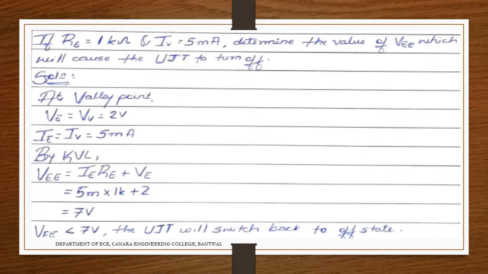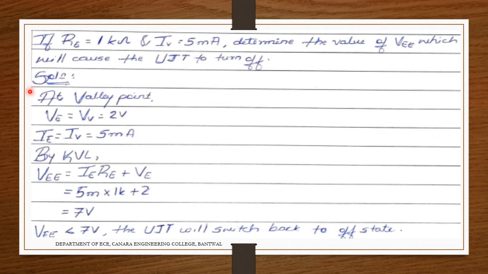Next, Re equals 1 kilo ohm and Ib equals 5 milliamp. Determine the value of VE which will cause the UJT to turn on. This problem is on UJT. In UJT we need to know the graph there, which is the negative resistance region, which is the saturation region, which is the cutoff region. So on that basis we need to understand.